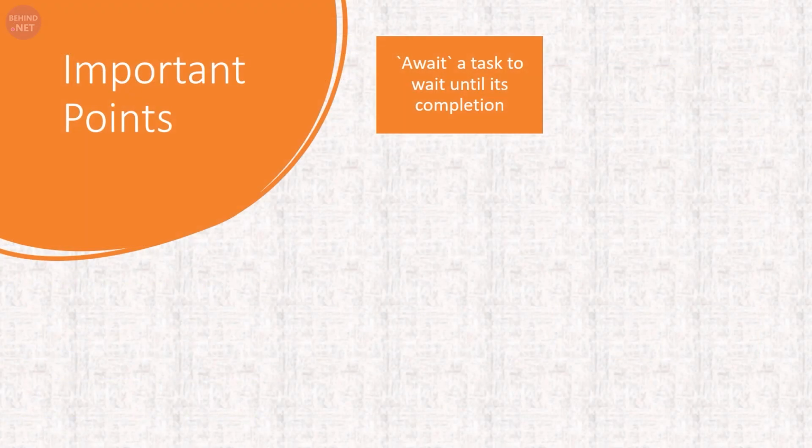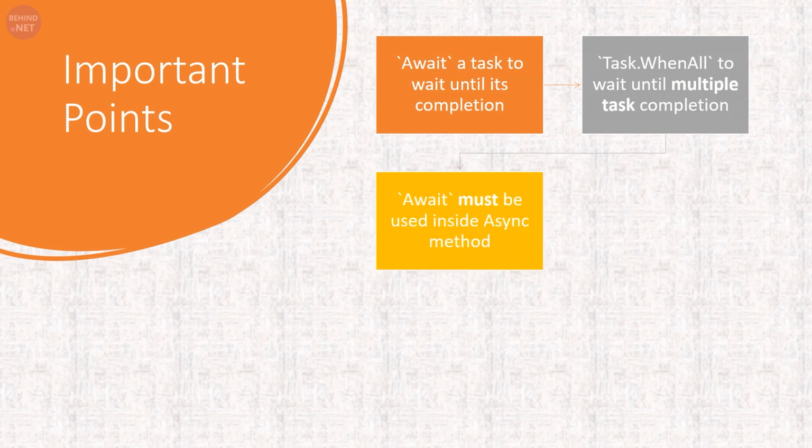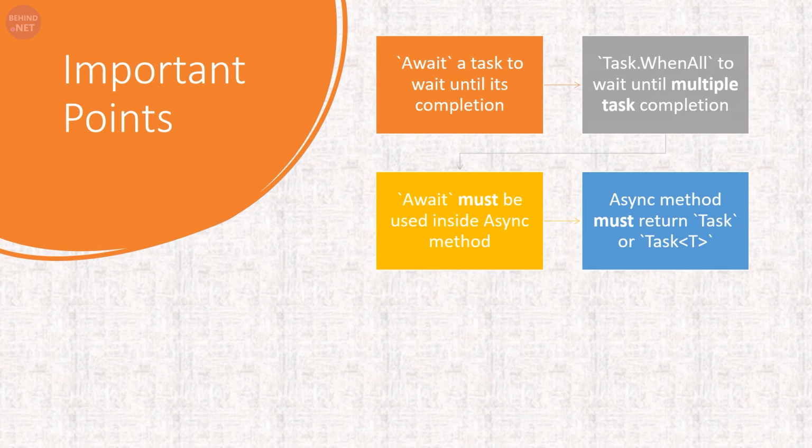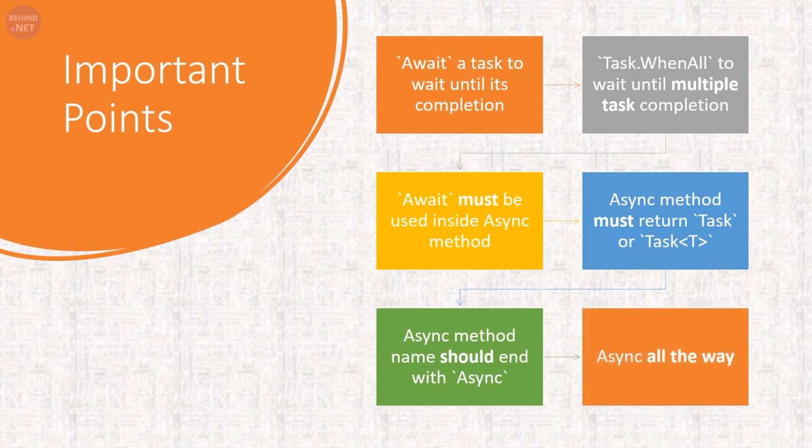That's it for this video. Let's quickly recap the important points from this video. First, we need to give the await keyword in front of a task in order to wait till it's complete. If there are multiple tasks that can be awaited in parallel, then we can use the Task.WhenAll method. The await keyword must only be used within an asynchronous method. An asynchronous method must return a task. An asynchronous method's name should end with the word Async. If we make a method async, then its caller must be async. After that, we should make that caller's caller method async. In short, we need to make the whole chain asynchronous.